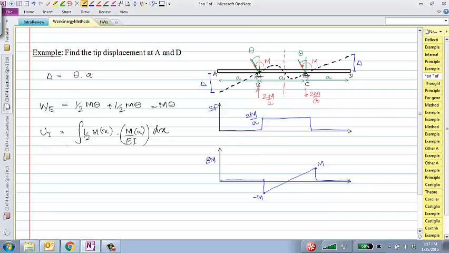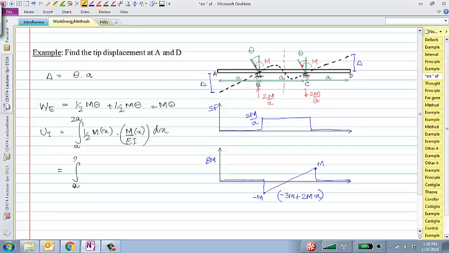In this case, I don't need to integrate outside of a and 2a, so I'll just set the limits a to 2a. And this equation, I believe if you calculate it, will turn out to be minus 3m plus 2m x over a. You can check that. If I plug in x equal to a, I get minus m. If I plug in x equals 2a, then I get plus m, right? So that indeed is the equation for the bending moment within that section, and we can use that.